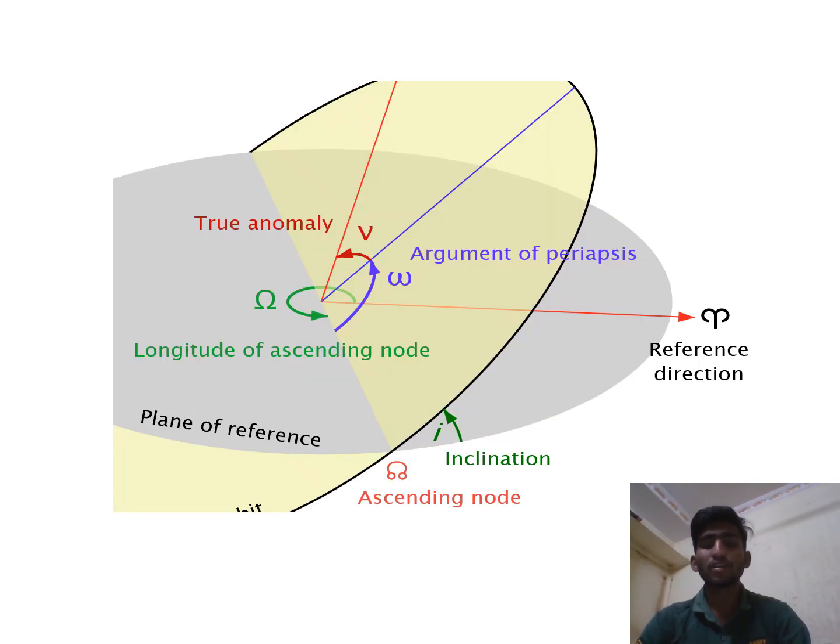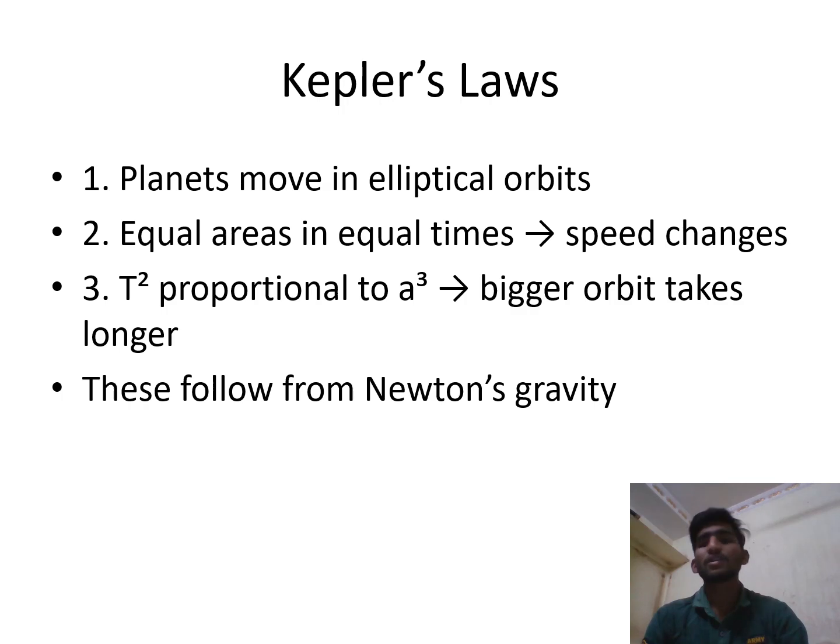Look at this diagram, we can clearly understand what I am telling in the above slides: inclination, ascending node, reference direction, argument of perigee, line of nodes, plane of reference. We can see the diagram carefully and understand it.